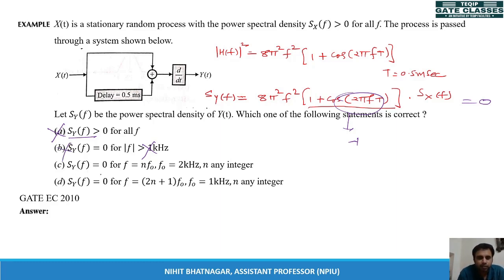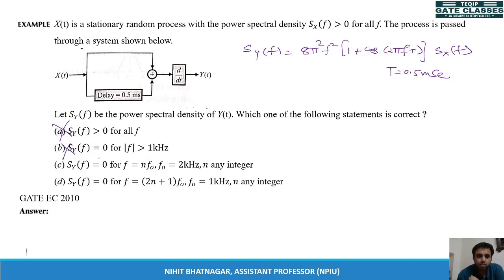Then Sy(f) is 0 for f equal to n f0, where f0 is 2 kilohertz, and Sy(f) equal to 0 for f equal to (2n+1) or odd multiples of f0, where f0 is equal to 1 kilohertz. So now let's take option C. According to option C, f equal to n f0, where f0 is 2 kilohertz. It means here f becomes 2 kilohertz, or 4 kilohertz, or 6 kilohertz, so even multiples.